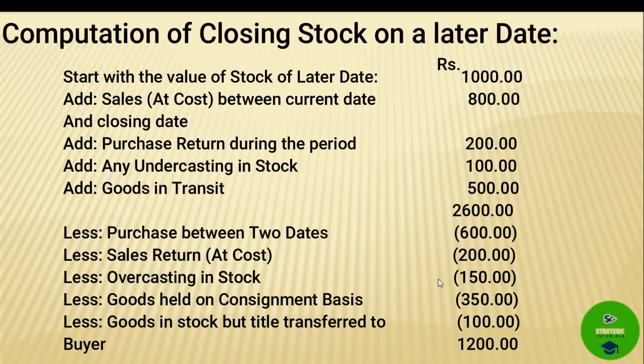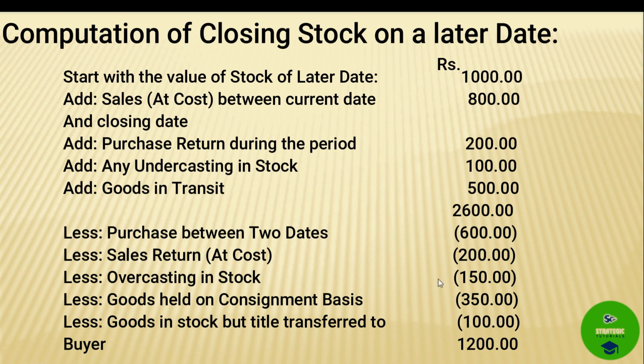This is the formula. It is very much useful for everyone. So you just go about it. Start with the value of stock on later date. So if you start on 15th April and you are doing the stock valuation of 31st March, you will take the stock of 15th April. Add sales at cost price only, no margin, not added with profit, only cost, sales cost between current date and closing date. That is the difference between 31st March to 15th April.